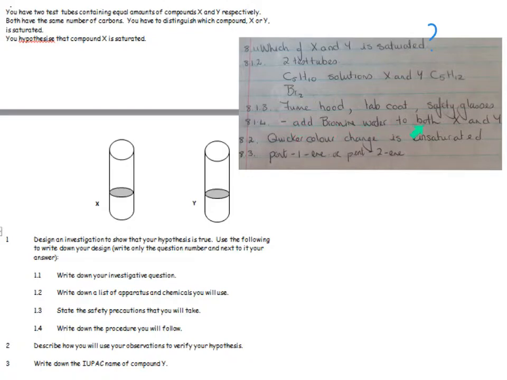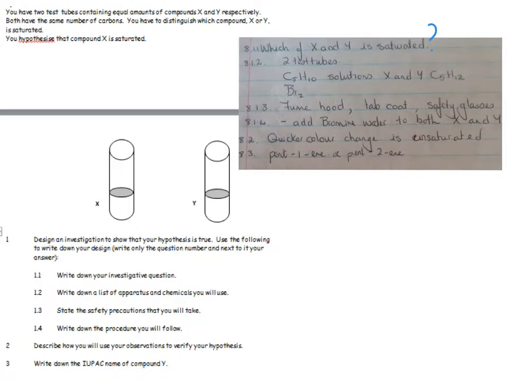You would add bromine water to both X and Y, and then you would shake them up. And then how do you know which one would be which? The quick color change would be the unsaturated molecule. In other words, it would have been the C5H10, and the one that keeps its color is the saturated molecule.